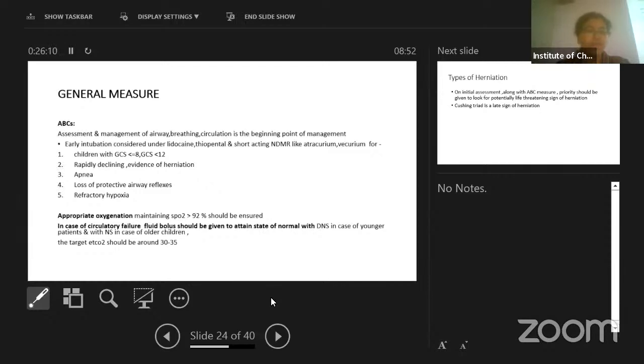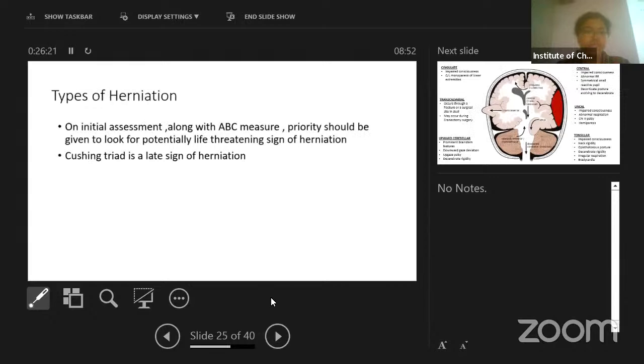Appropriate oxygenation, maintaining SpO2 more than 92%, should be ensured, and in case of circulatory failure, a fluid bolus should be given to attain a state of normovolemia, with DNS in case of younger patients and normal saline in case of older children.